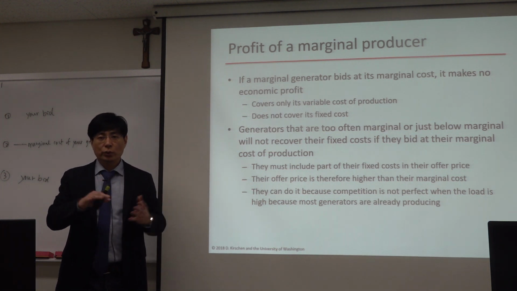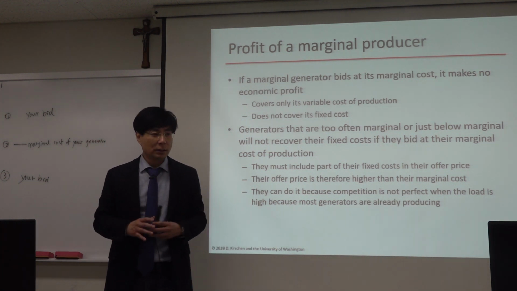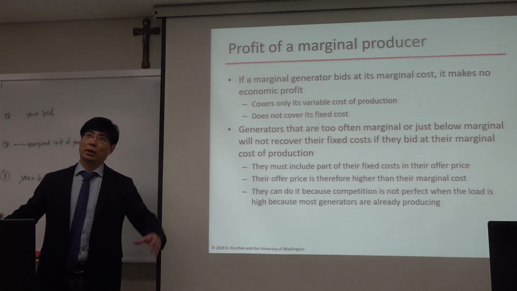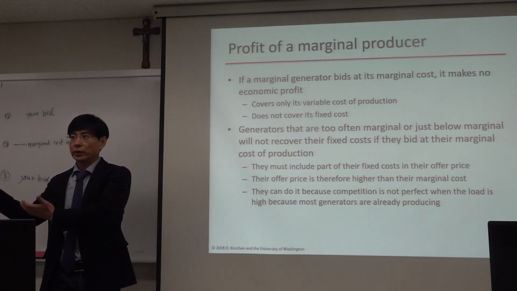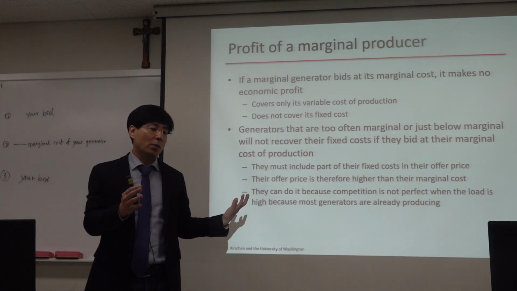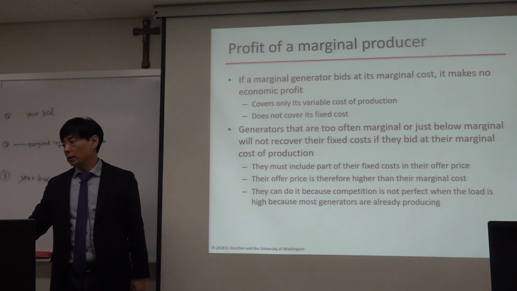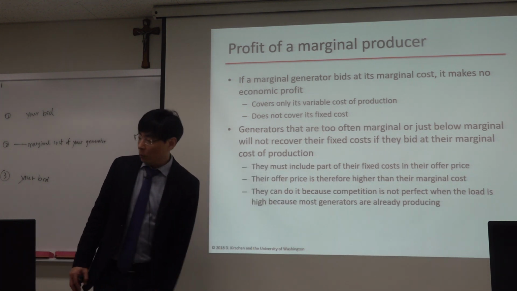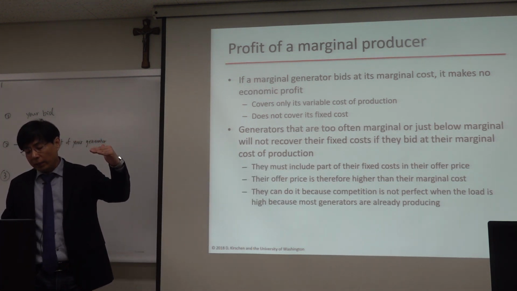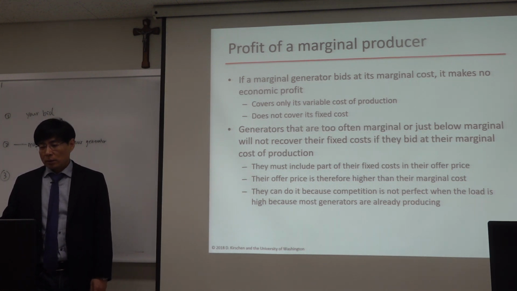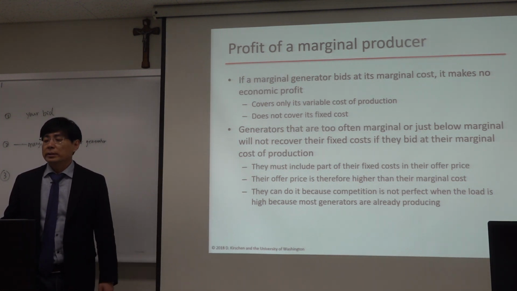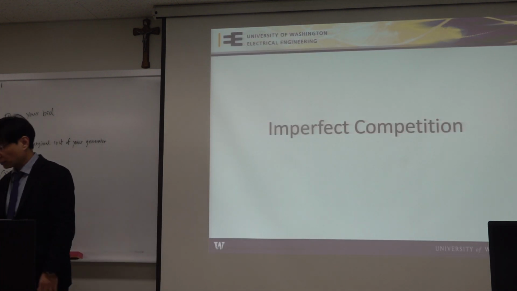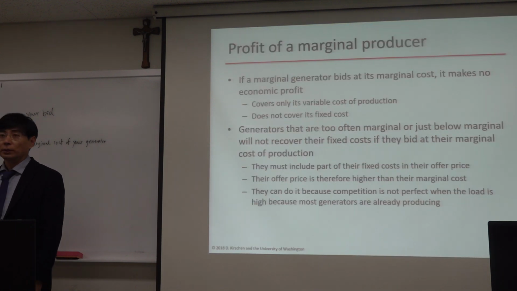So they may want to tweak or exercise their market power. Market power means you can think market power is almost same to their market share. If they have a high market power, that means they have a large volume of market share. Okay. So they want to bid higher than their marginal cost. So interesting thing happens in this area. So let's go to that part. Imperfect competition. Any questions so far?